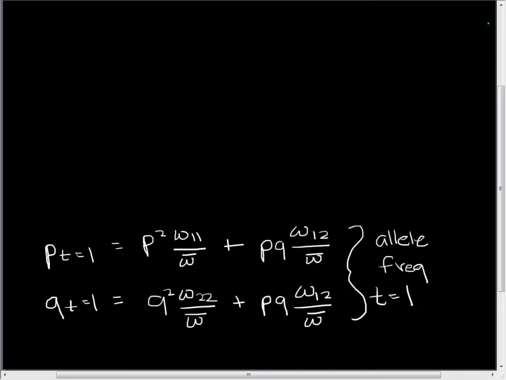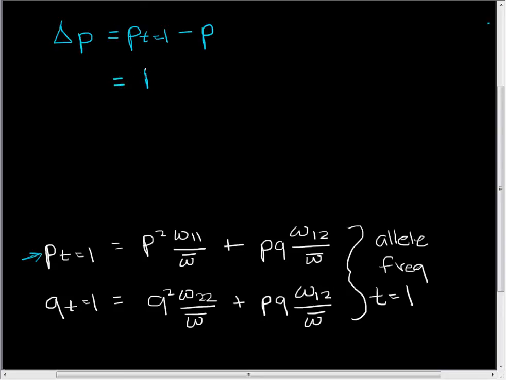So now we can use this equation here to calculate delta P. If the fitness of each allele doesn't change over time, then we can calculate delta P. And delta P is just going to be the change in the frequency of allele A1. So it's just going to equal the P at time equals 1 minus the starting P, so minus the starting allele frequency.